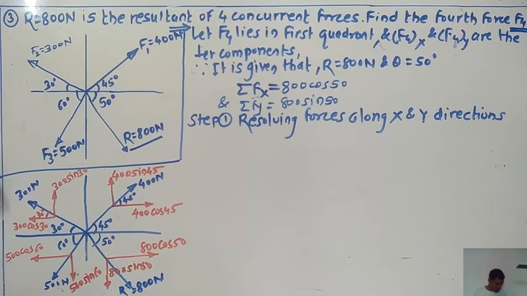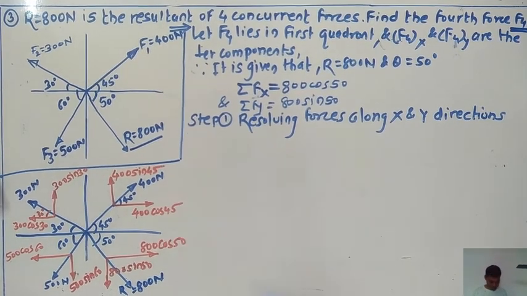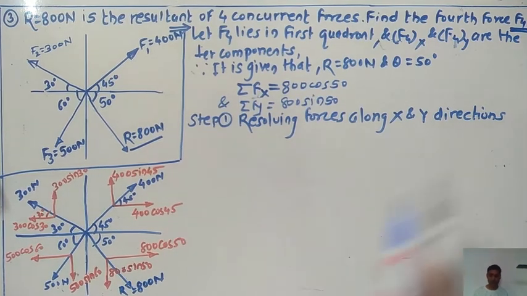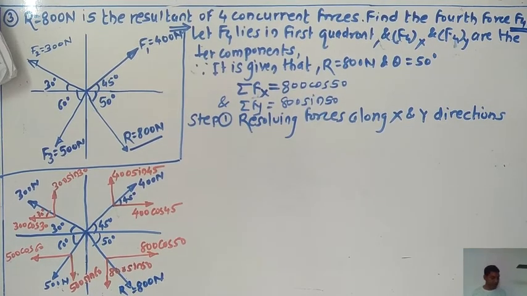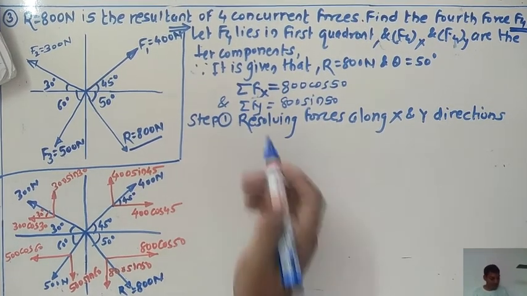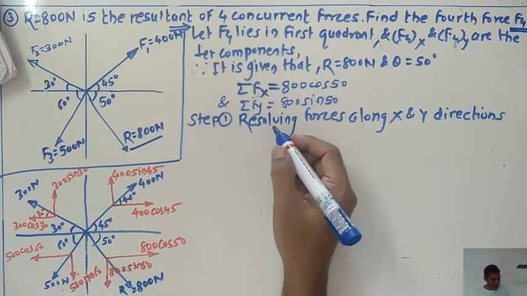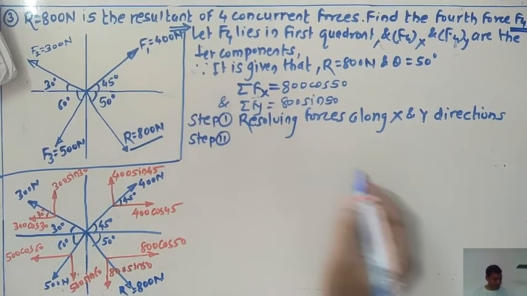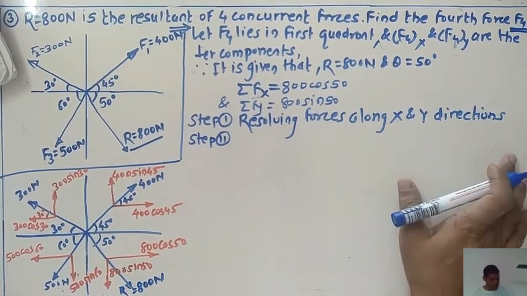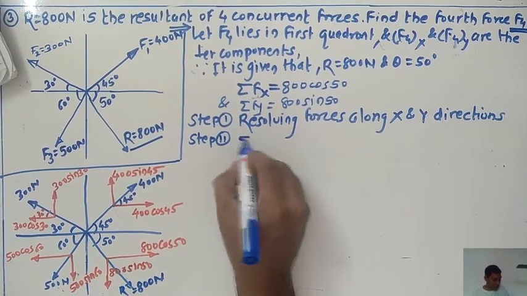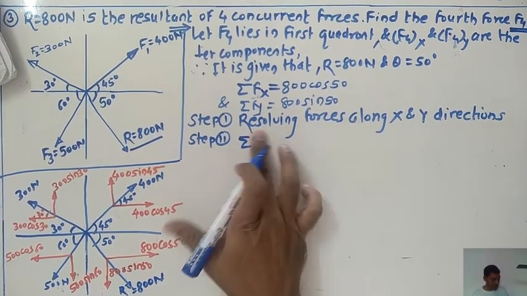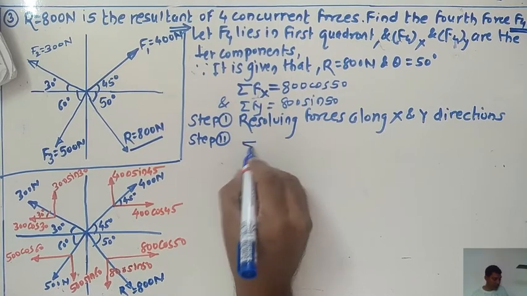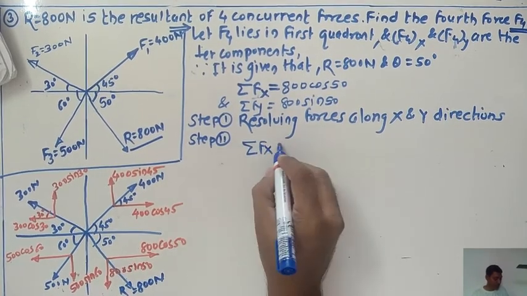I hope the resolution of all the forces is now clear to you. Just move towards the next part. Once the resolution of all the forces is over, in the next step our target is to get the addition or summation of all the forces. Step number two: the resolution part is over. What about the next one? Add up all the forces along the x direction. I'll write that here: summation of all the forces along the x direction equals to.